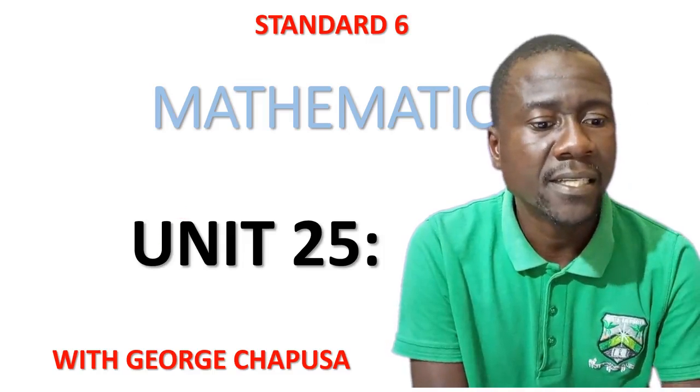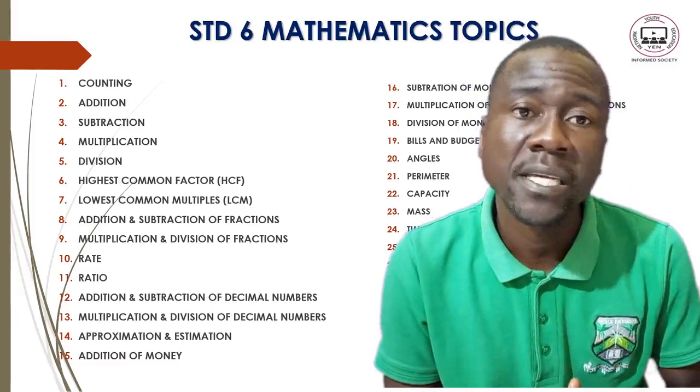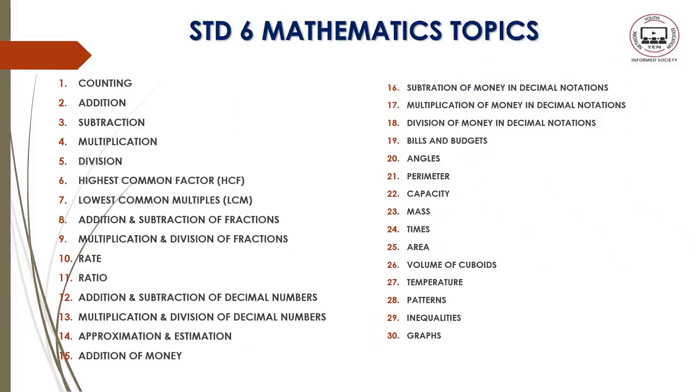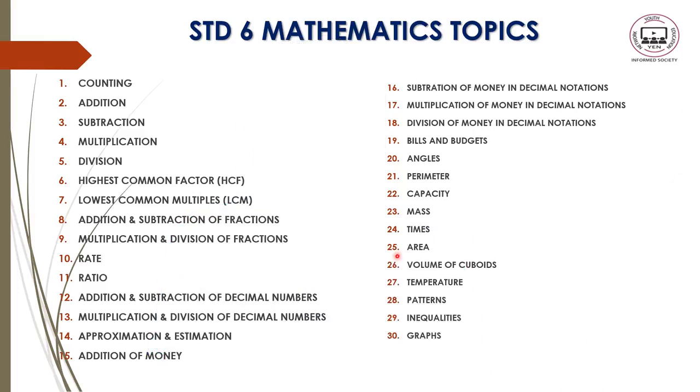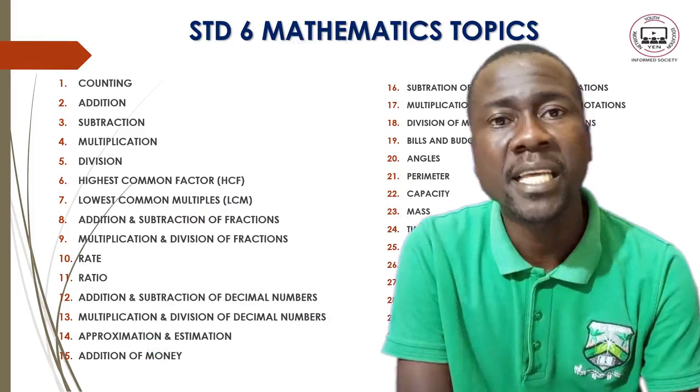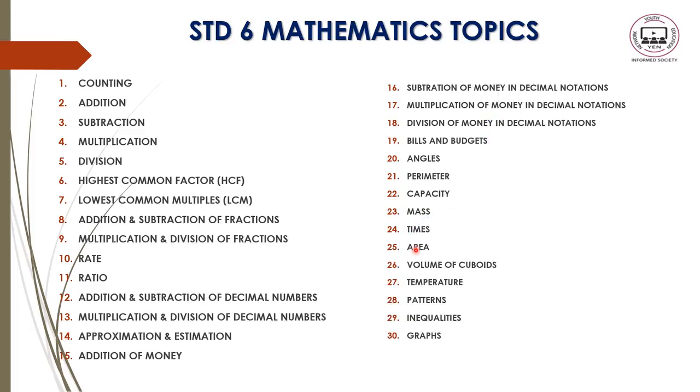In standard 6, we discuss about 30 topics. And now we are going to share topic number 25, which is unit number 25, where we are going to be calculating the area of different figures.